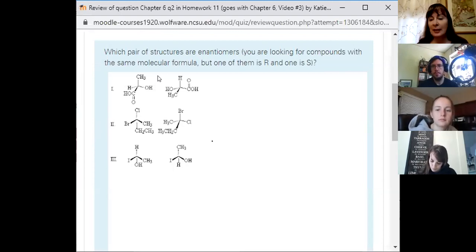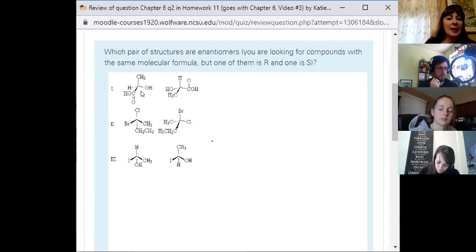Some people never get completely comfortable with the blue, red, and yellow dots. So you might want to write with a Sharpie the numbers 1, 2, and 3 onto your model set so that you know what the ranking is, okay? We need to make sure that we get comfortable with the model set before we get to the exam.